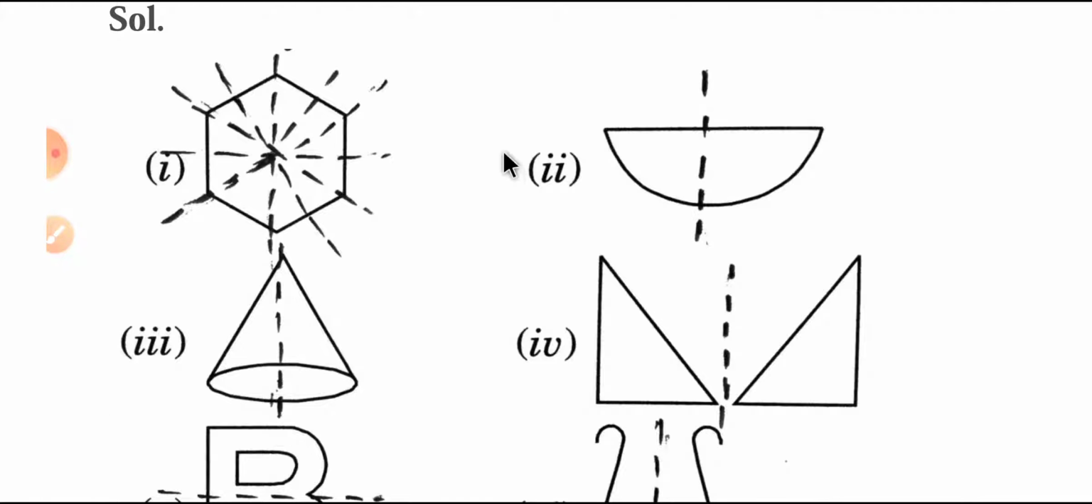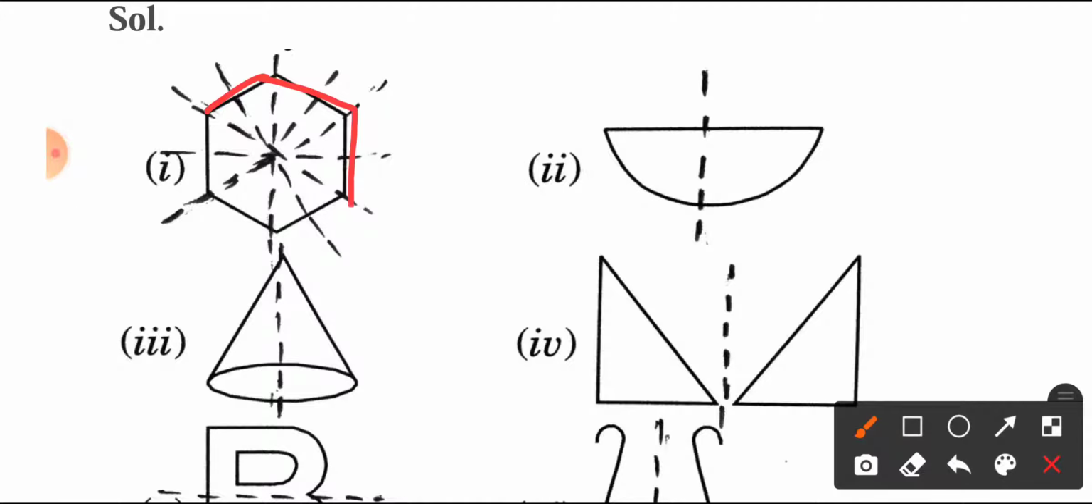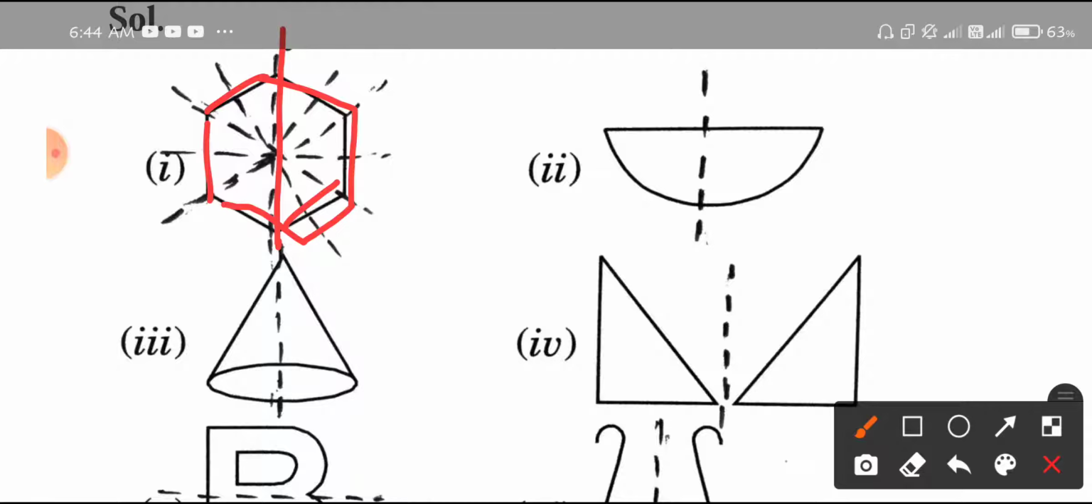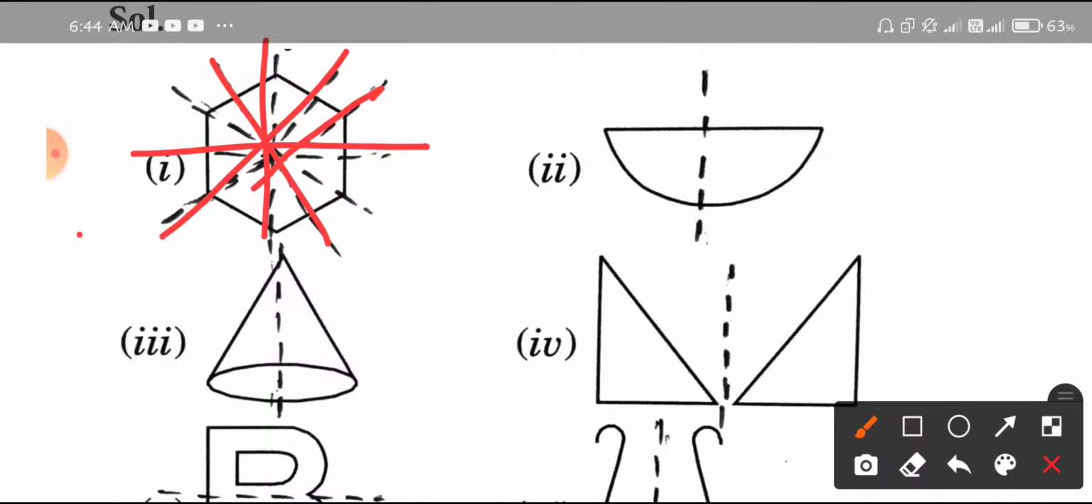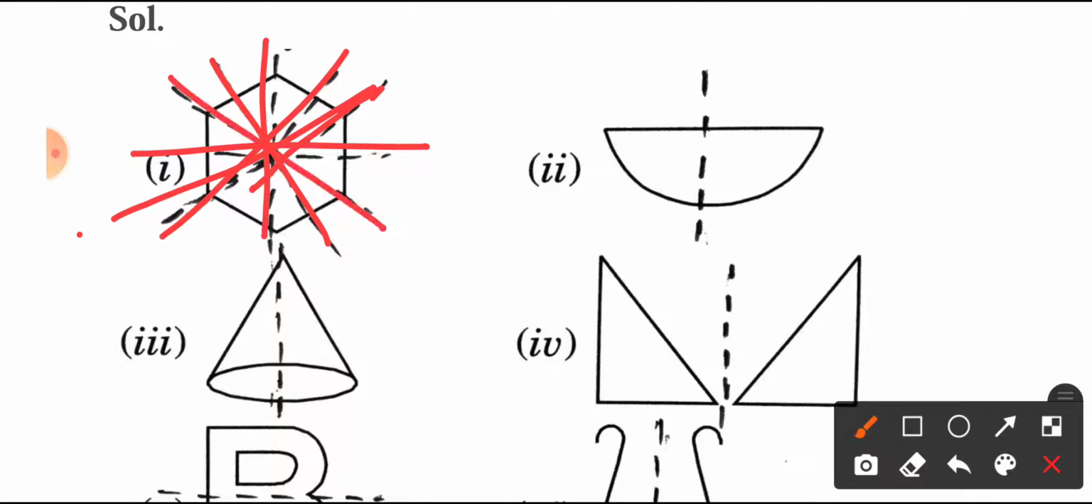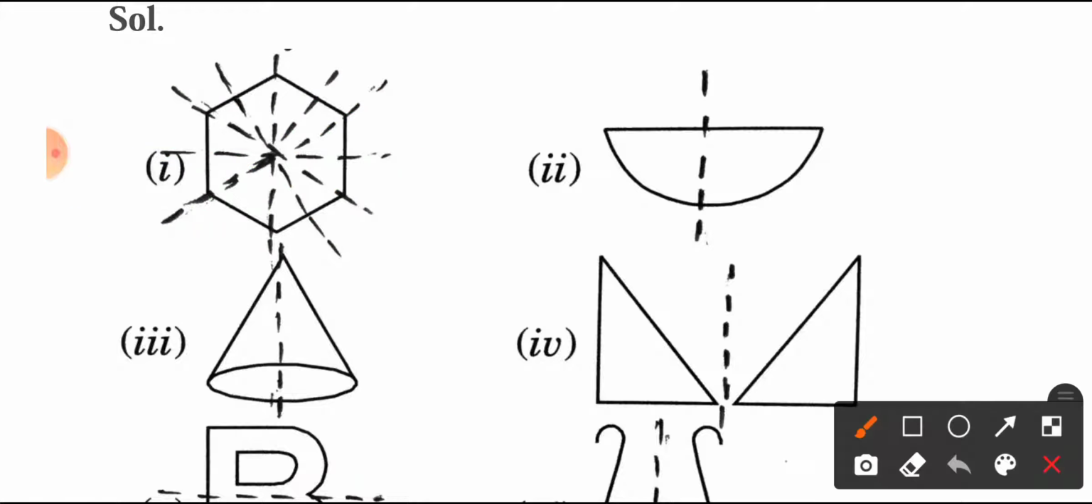First of all, we can solve this one. In the first one, see how many sides are there: 1, 2, 3, 4, 5, 6. So how many lines of symmetry are possible here? One vertically, then horizontally, then diagonally, like this. So there will be 6 lines of symmetry: 1, 2, 3, 4, then 5 and 6. As we know that all the sides are equal, lines of symmetry will be according to the number of sides. In the second one, only one line of symmetry.